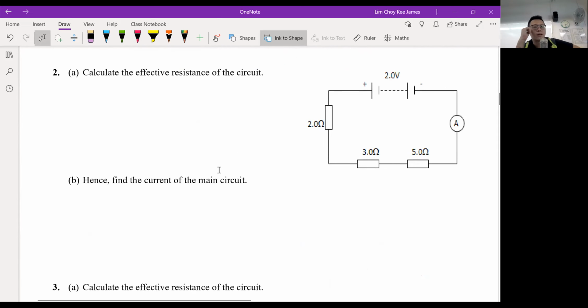Question 2, we look at a simple circuit whereby you have 3 resistors: 2 ohm, 3 ohm, and 5 ohm. And you have this ammeter, which is supposed to be an ideal ammeter, which means it has 0 resistance. So you can just treat the ammeter here as if it's a piece of wire, not affecting the circuit. The EMF of the circuit is 2 volts.